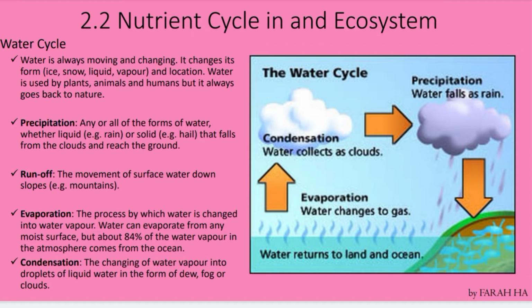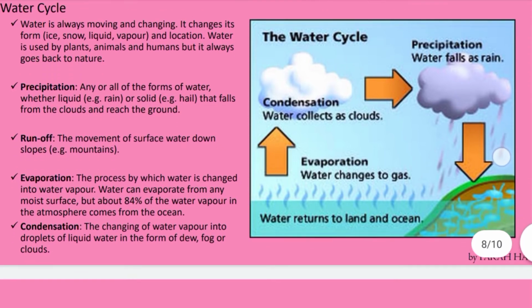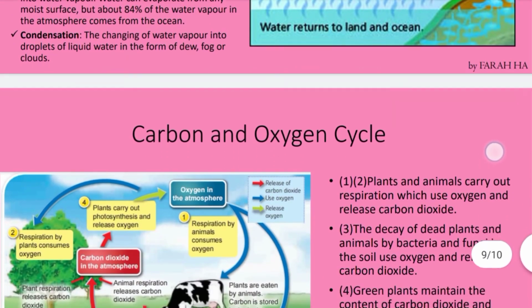So next is condensation. Condensation is the changing of water vapor into droplets of liquid water in the form of dew, fog or cloud. So condensation is the process where water vapor or gas changes to droplets of liquid water in the cloud. So after condensation happens, the precipitation will happen again. So this is what we call the water cycle, from precipitation to runoff, evaporation and condensation.